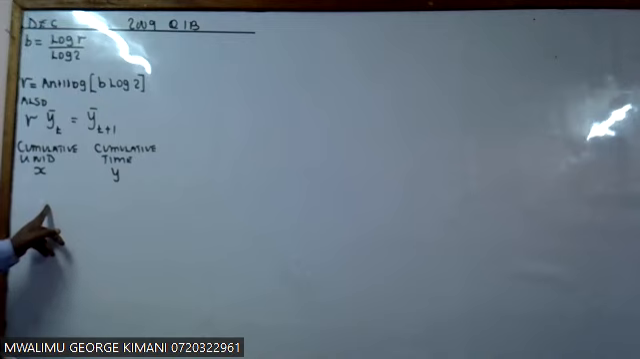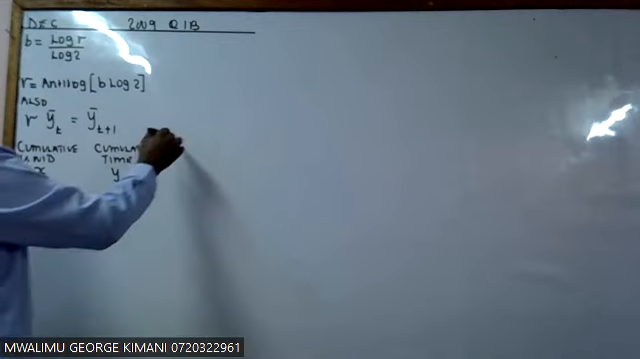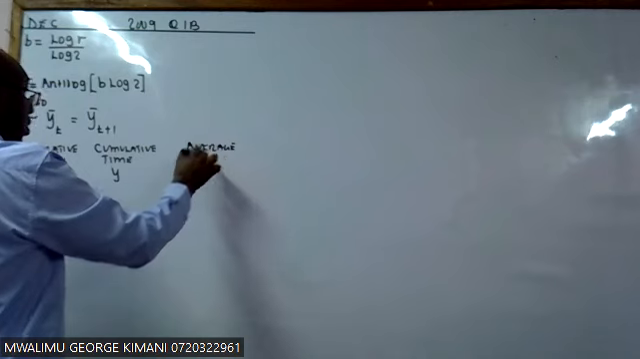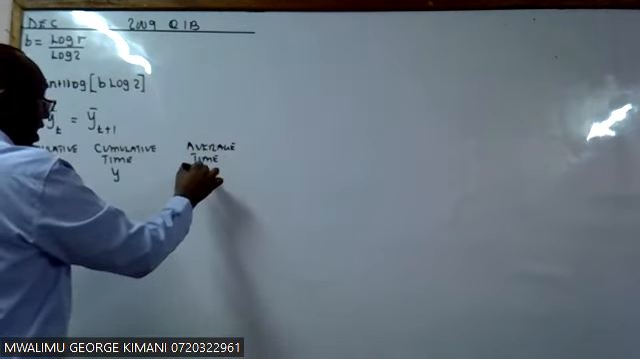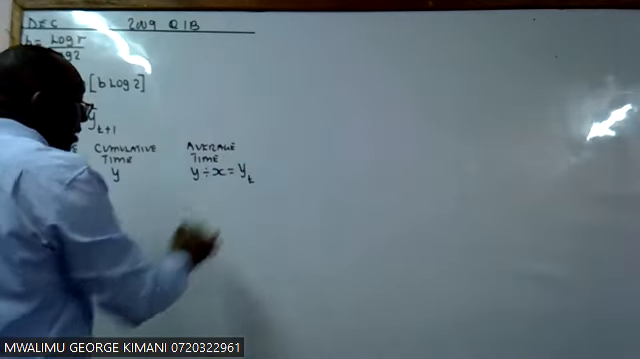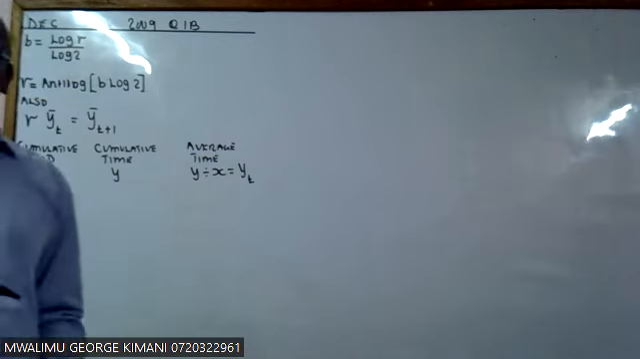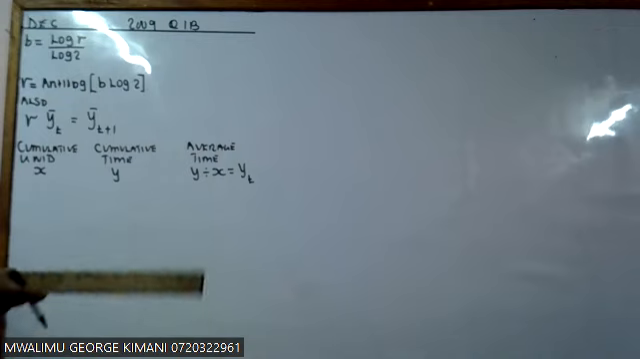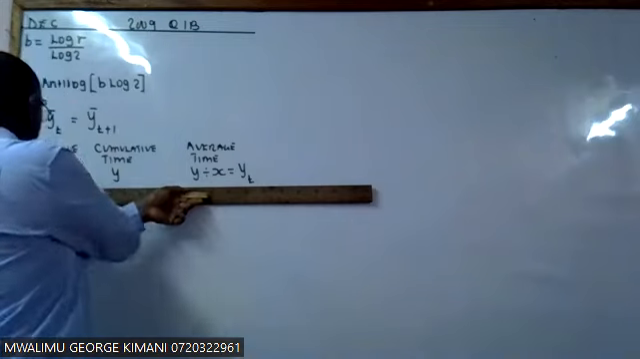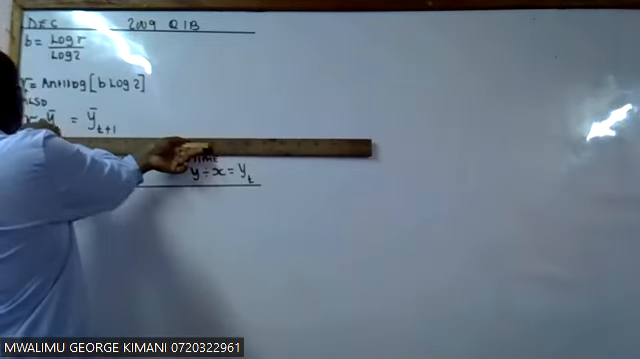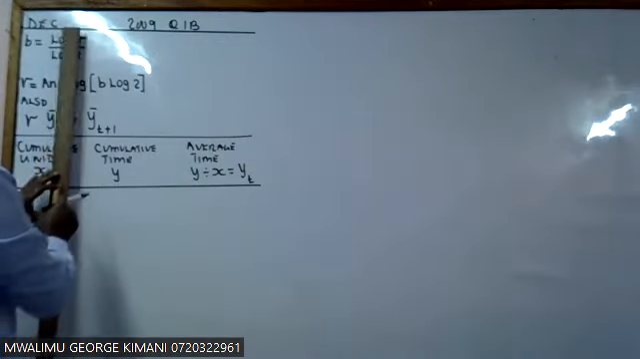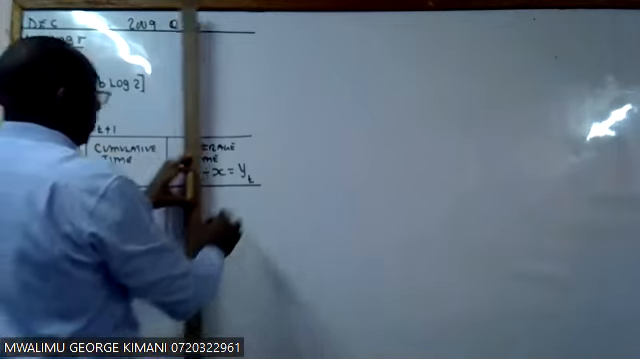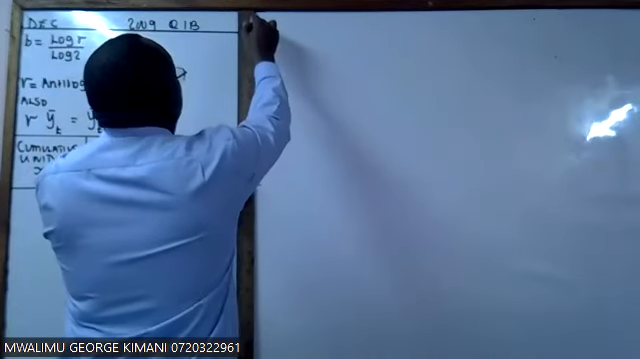Now, with these two, we can get our averages, because we will say the average time will be given as Y divided by X. And this now will be our Y T. If we have it that way, this opens the way for us to be able to answer what the examiner is asking for.